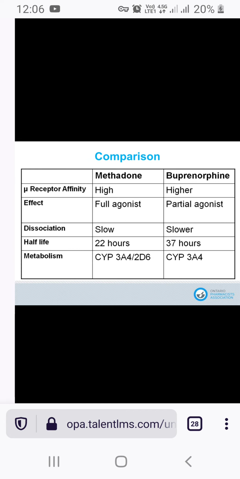Let's compare the mu receptor activity, the affinity. Methadone has a high affinity, but buprenorphine higher. Again, full and partial agonists. Methadone dissociates slowly, but buprenorphine is even slower. The half-life for buprenorphine is a bit longer. And those are the liver pathways that they go through. Methadone goes through 2 pathways.